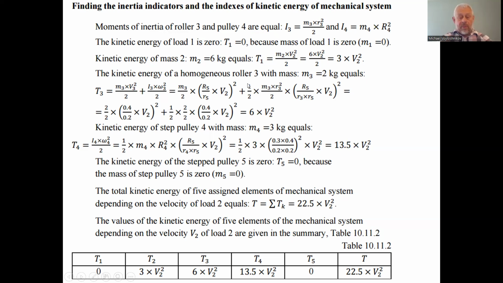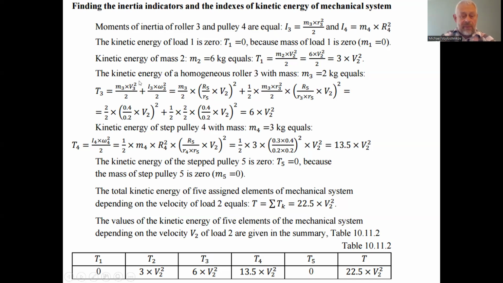The kinetic energy of the homogeneous roller, because this roller on the one hand rotates, and on the other hand moves translationally, I mean the motion of the center, is equal in translational motion to the product of the mass of the roller by the squared velocity of the roller divided by 2, plus the moment of inertia of the roller. This is a cylinder or disk with a homogeneous distribution of the mass within the disk, multiplied by the angular velocity of this disk, the roller number 3, squared divided by 2.